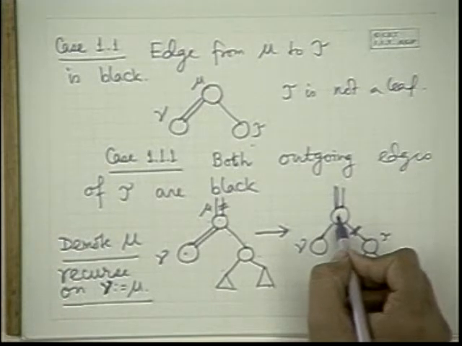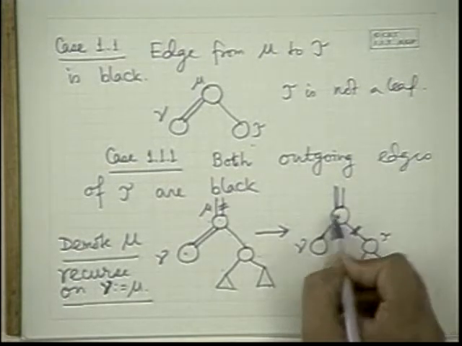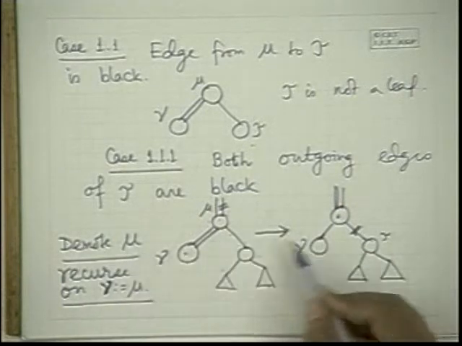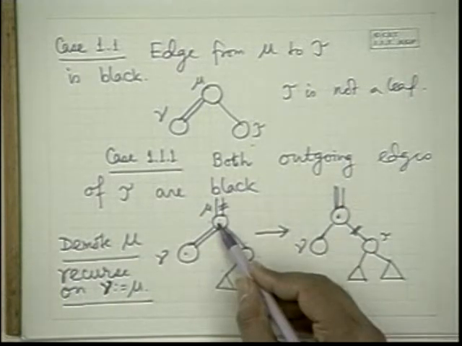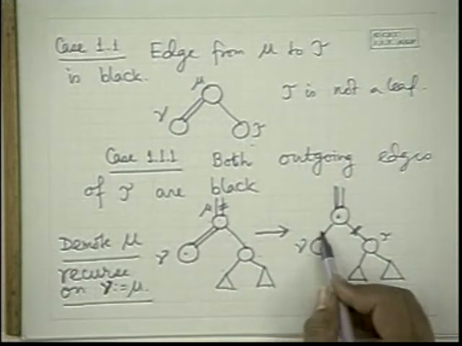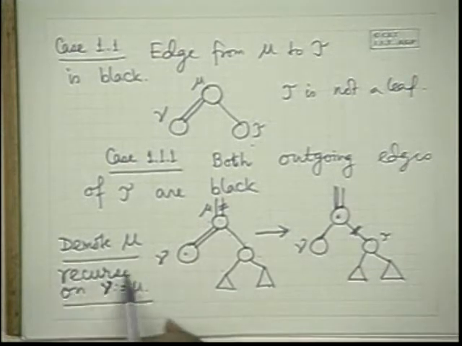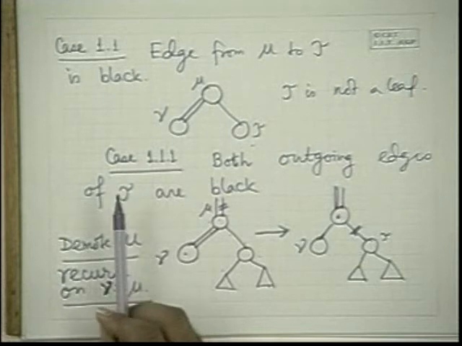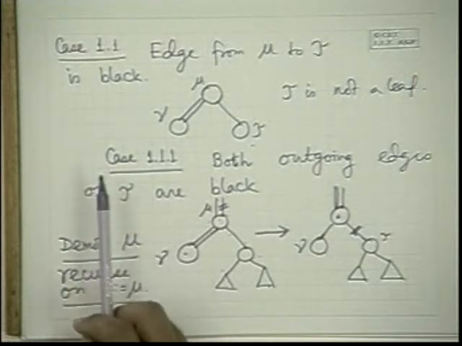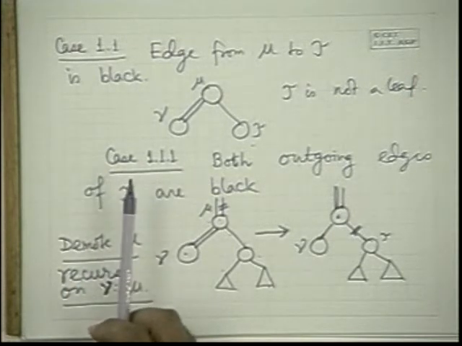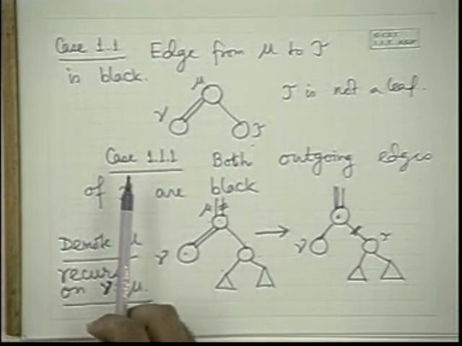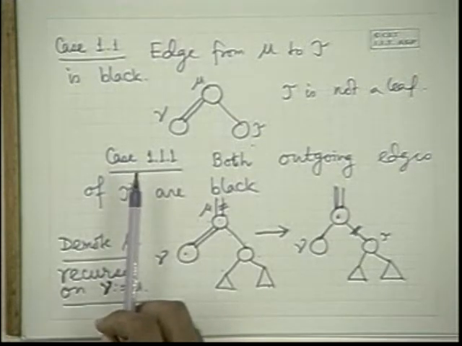So that's the entire motivation of demoting mu. Demotion means you just decrease the black height of mu. You don't have to worry, because even if I say recurse on nu, you will see there will be a case. I just said this is under case 1. Case 2 will be incoming edge of nu is red, then you will take care. We will say that it is done. Automatically this recursion will terminate.